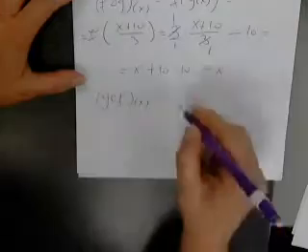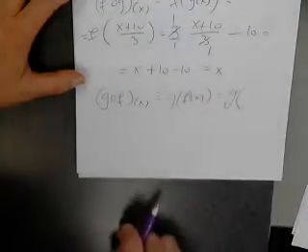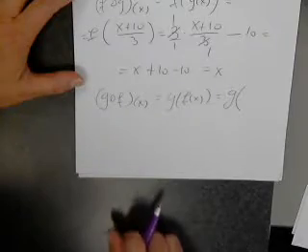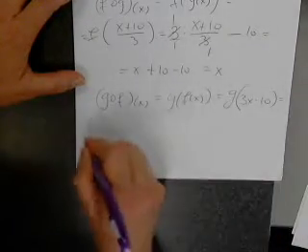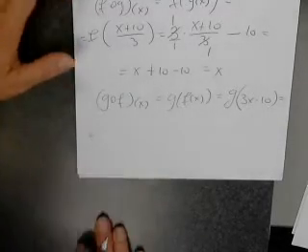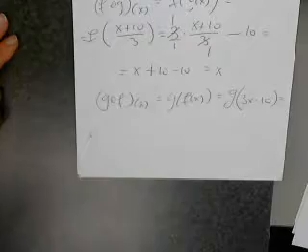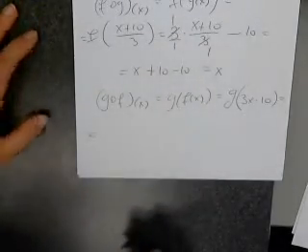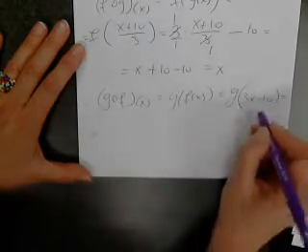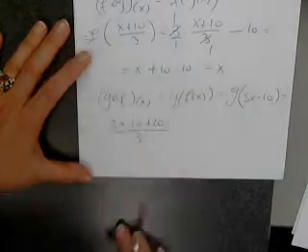G of x. Very good. G of 3x minus 10. And now I look at g. G says whatever plus 10 over 3. How do I write whatever plus 10 over 3? 3x minus 10 plus 10 over 3.